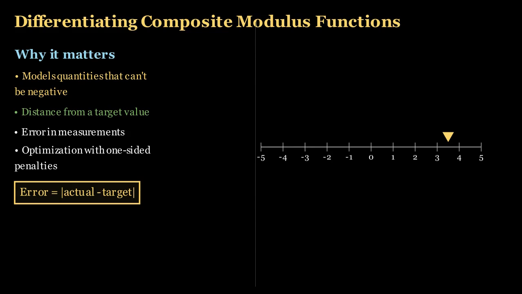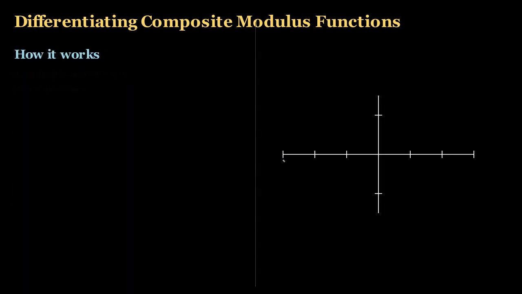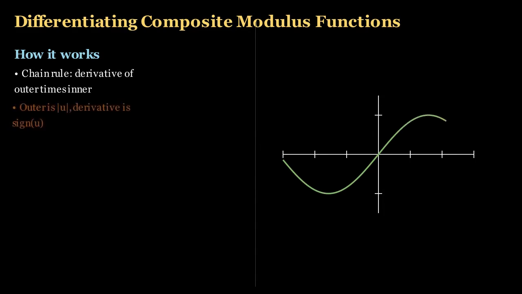The chain rule says, if you have a function inside another, the derivative is the derivative of the outer function, evaluated at the inner function, times the derivative of the inner function. Here, the outer function is the absolute value of something, let's call it u. We already know the derivative of the absolute value of u with respect to u is the sign of u. It's +1 when u is positive, -1 when u is negative, and undefined at 0. So, by the chain rule, the derivative of the absolute value of f of x is just the derivative of the inner function, f prime of x, multiplied by the sign of f of x.